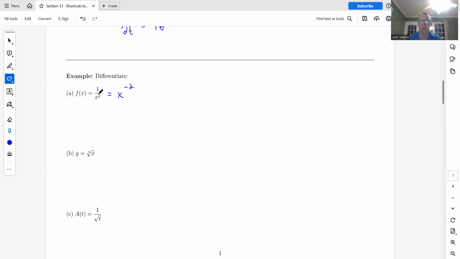So you don't want to use the power rule based on this. We're not going to bring the 2 down there and then subtract 1 from the exponent. It doesn't work like that. But now that we've written it like this, we can take the derivative using the power rule, bring the negative 2 down, and now we subtract 1 from the exponent. So negative 2 minus 1 is negative 3. And then if you want to, you can rewrite this so that it's similar to the original form, but you don't really have to do that.